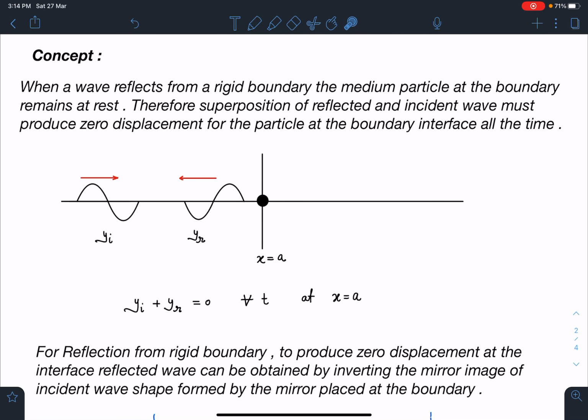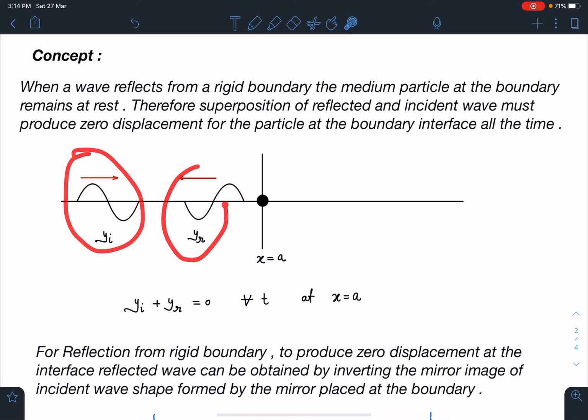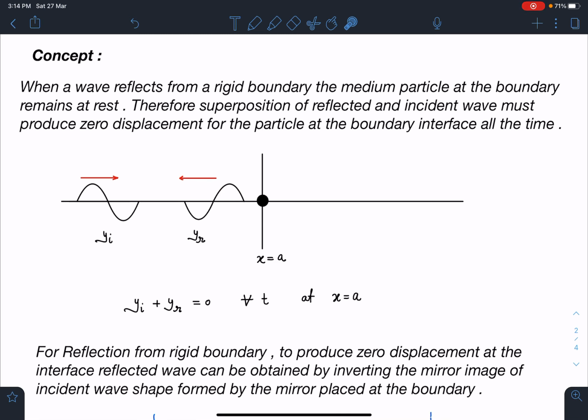When a wave reflects from a rigid boundary, the medium particles at the boundary remain at rest. Because this is a rigid boundary, this particle cannot move. So we can say the superposition of the reflected and incident wave must produce zero displacement for the particle at the boundary interface all the time. That means once this wave is reflecting back into the medium, the superposition of the incident and reflected wave at this point, for all time t, must give zero displacement because it is a rigid boundary. So I can say y_i plus y_r is equal to 0 for all t at x equal to a.